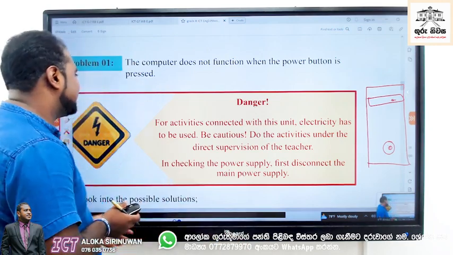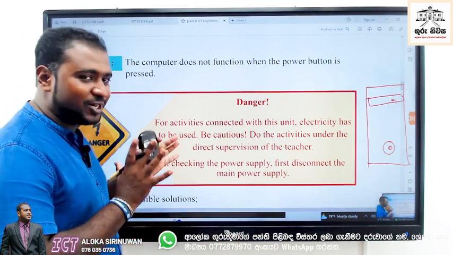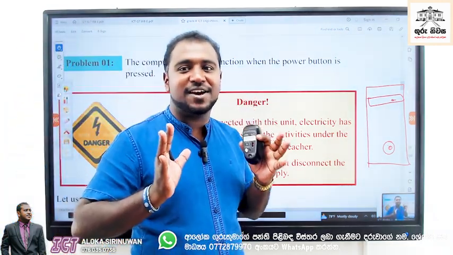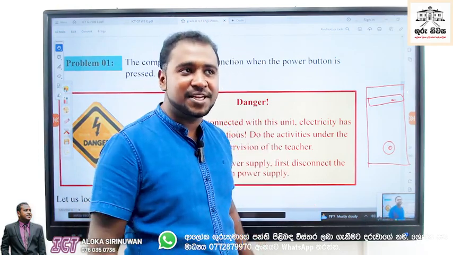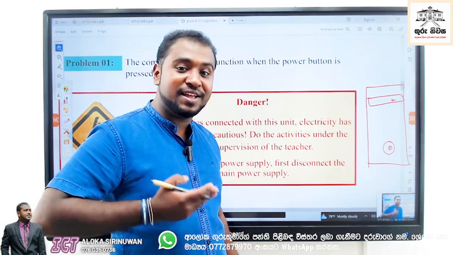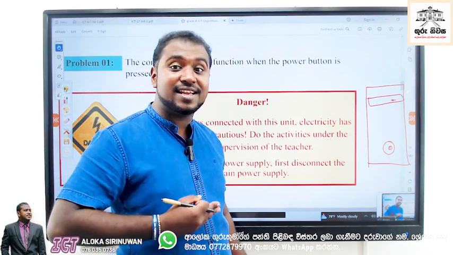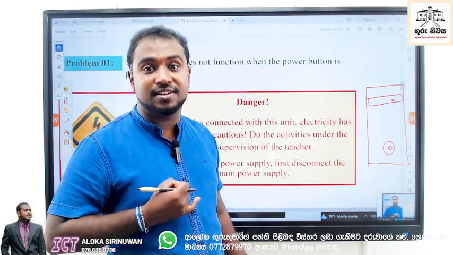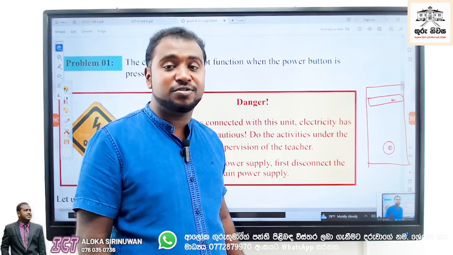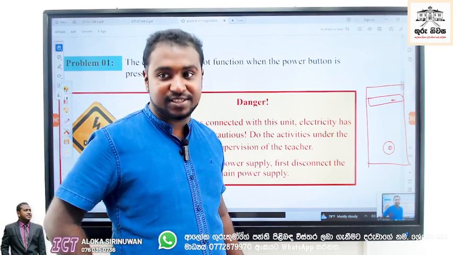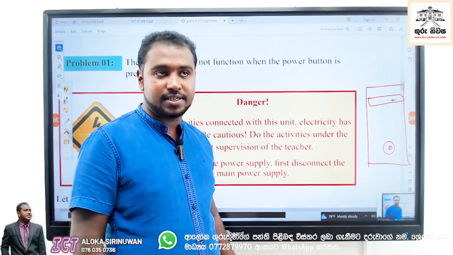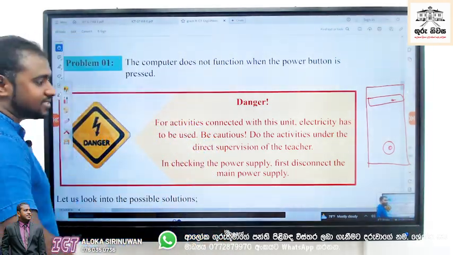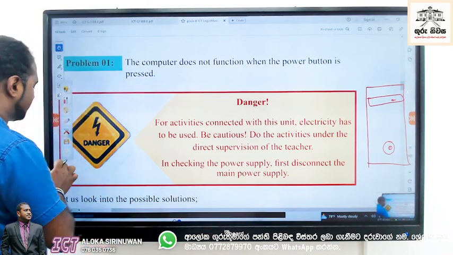Therefore, when we are doing lots of activities, you have to be careful, because electricity is there. Without the supervision of your parents, adults and teachers, don't touch any electrical devices connected with the system. Understood? Okay, so let's study how to solve this problem.